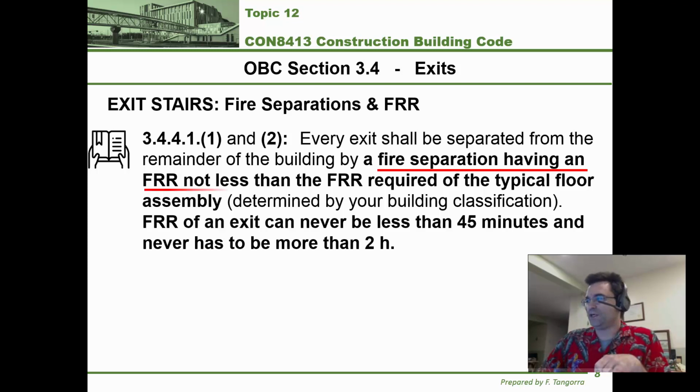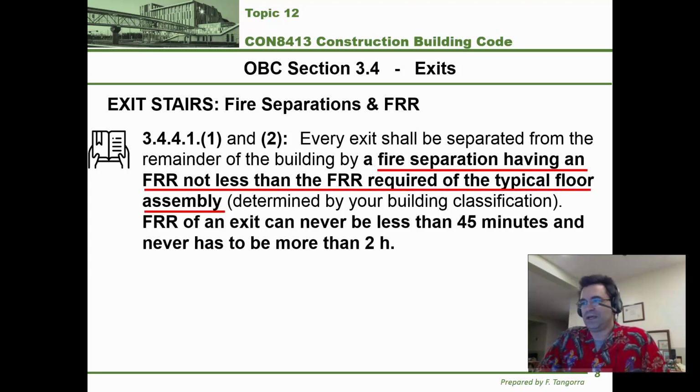So here's what I want to point out. The first item here says that the minimum fire resistance rating of an exit is that of the floor assembly. And we learned how to figure out the fire resistance rating of a floor assembly, right? Remember when we went through those 63 different articles? Okay. And look at this though.